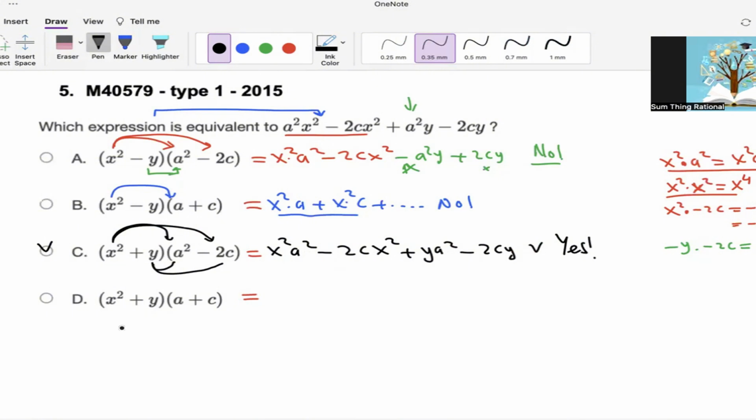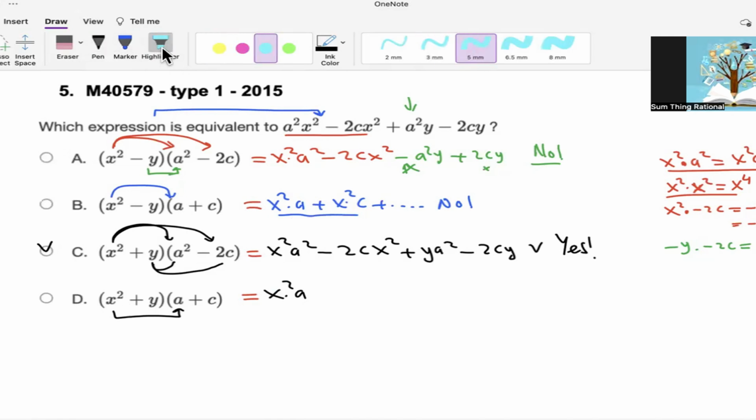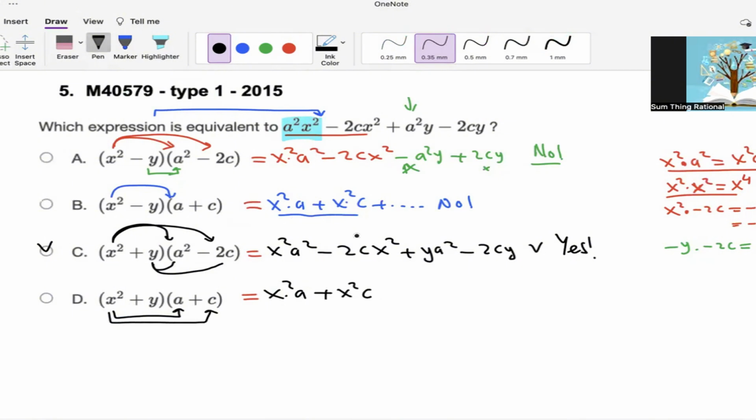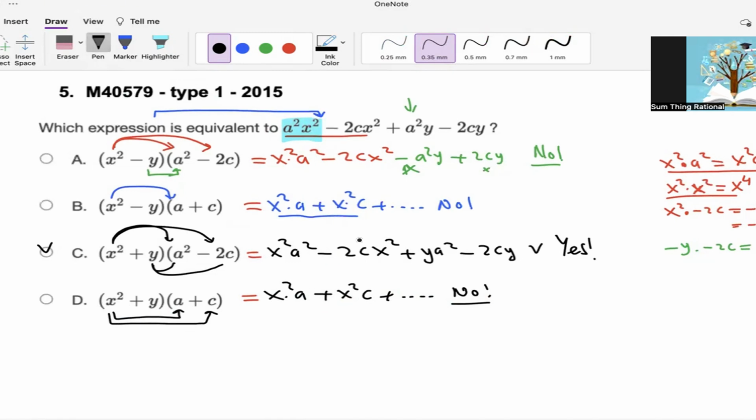But to be sure, I definitely want to check D also. So let's multiply x squared and a, which is x squared a. Again, you see, I need to have x squared and a squared, not x squared a. They are not the same. So this is not it, but if I continue, I can be more sure that this is not the correct answer. Plus x squared c, which is not negative 2c, you see? I don't want to continue further because I have got a second piece of evidence that they are not matching.